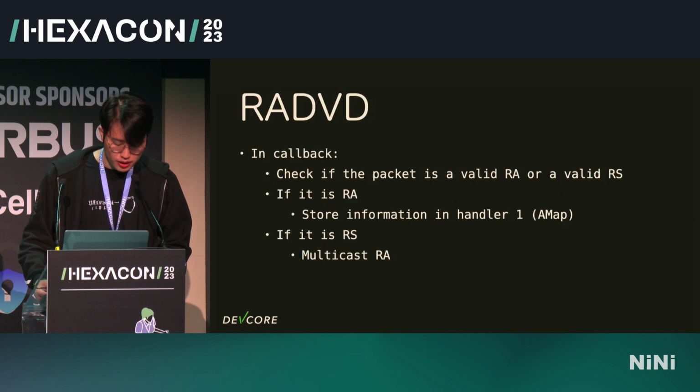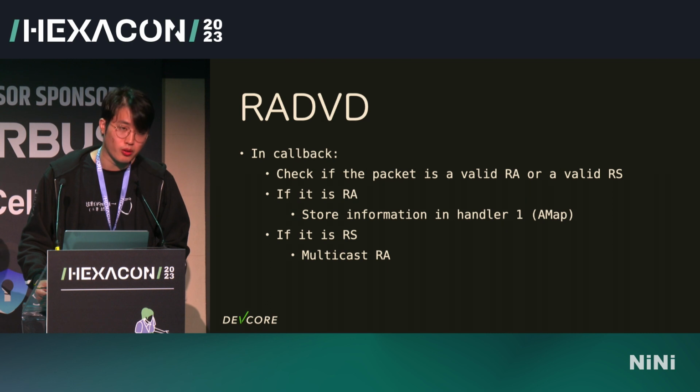The callback roughly does this. In the callback, it checks if the packet is a valid RA or a valid RS. If it's an RA, then it stores the information in handler 1, which is an async map. And if it's an RS, it will multicast RA to its LAN.